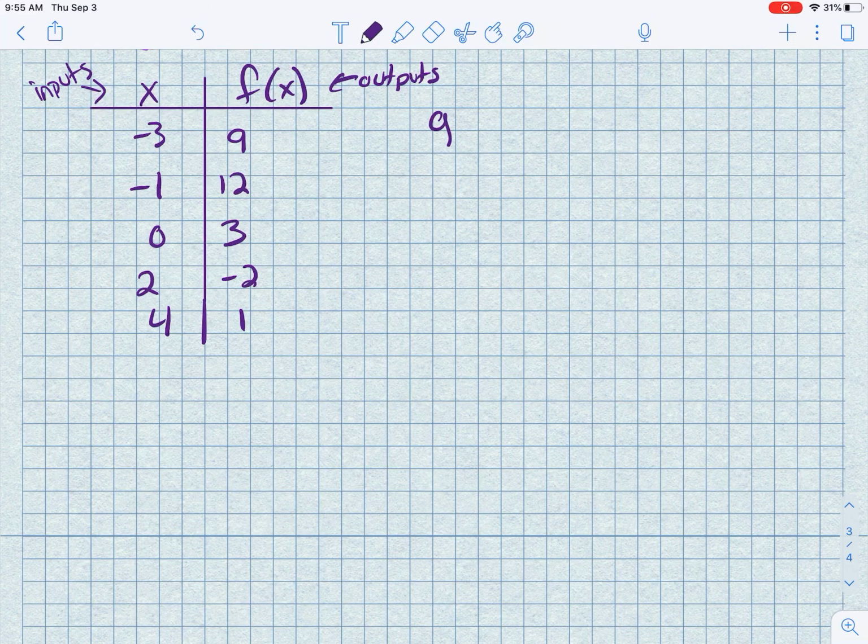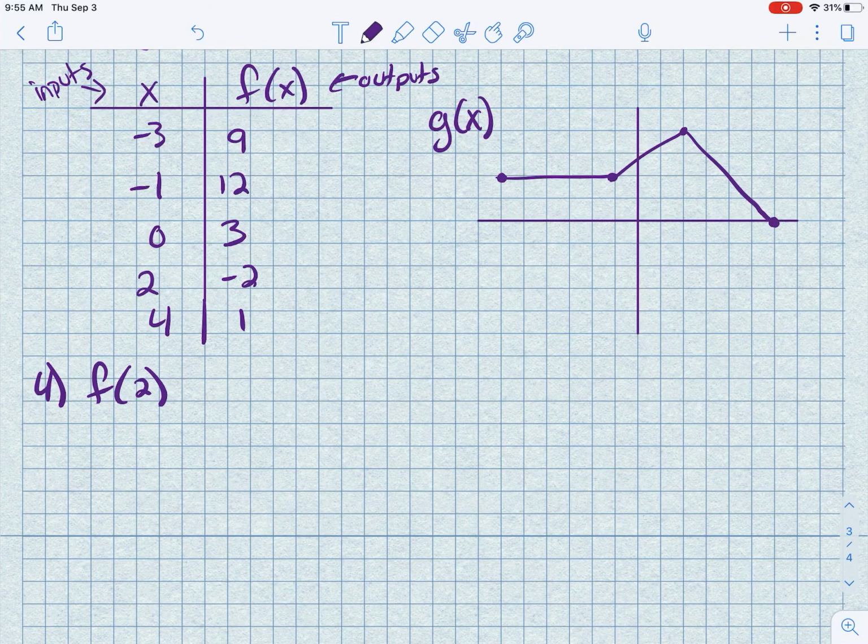And then we're going to have our g of x over here, our other function, and it's going to be a graph. So here's our lovely graph, and we're going to make this beautiful line. Okay, so there's our line. All right, now we're going to still evaluate functions, and we're going to try to tie these topics together. So for my next problem, we're going to do f of 2.